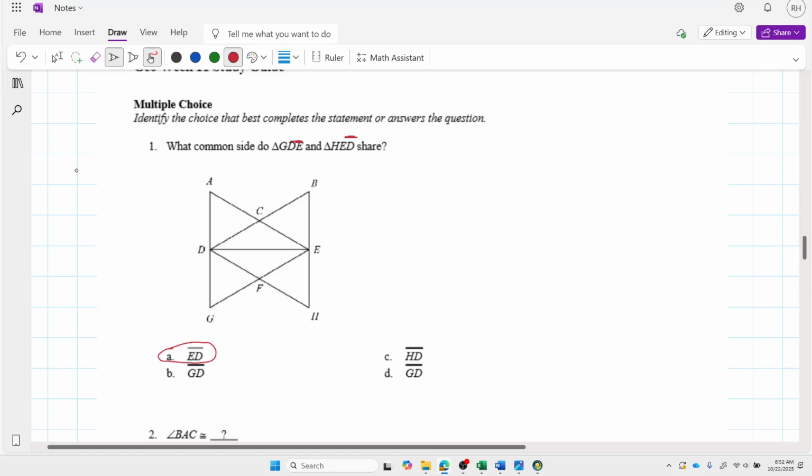Look for the common letters in both descriptions. That tells you the side that is in both triangles.